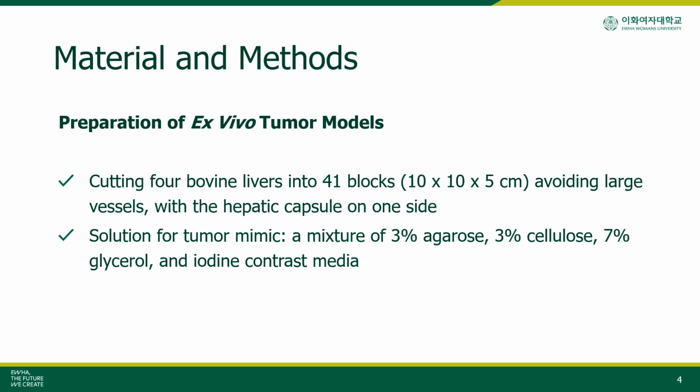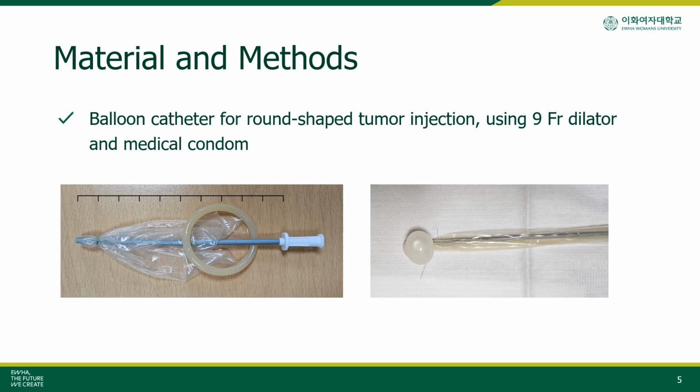Four bovine livers were obtained from a slaughterhouse, and the livers were cut into 41 blocks, each measuring 10 by 10 by 5 centimeters, with care taken to avoid large vessels. All liver blocks had a hepatic capsule on one side. We created our tumor models using a solution consisting of agarose, cellulose, glycerol, and iodine contrast medium.